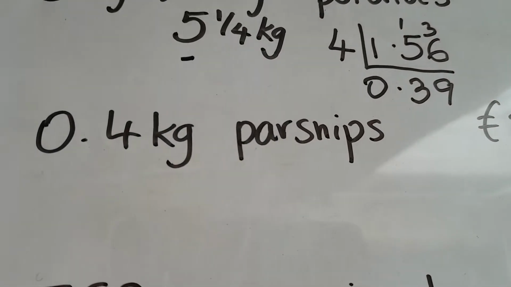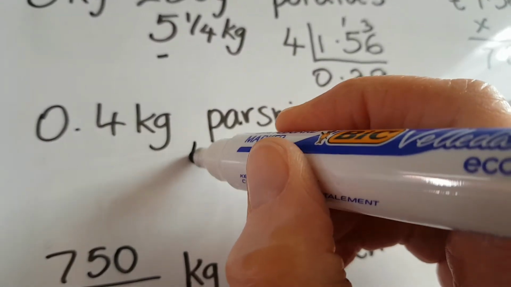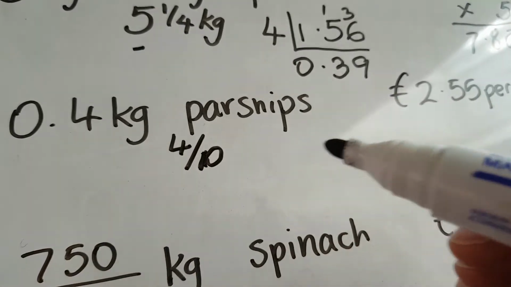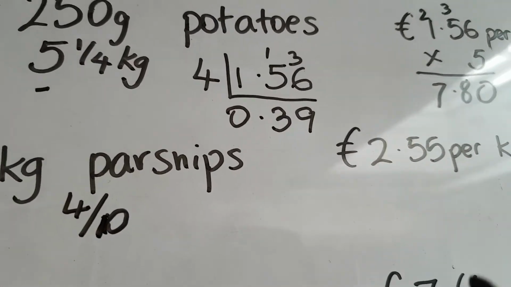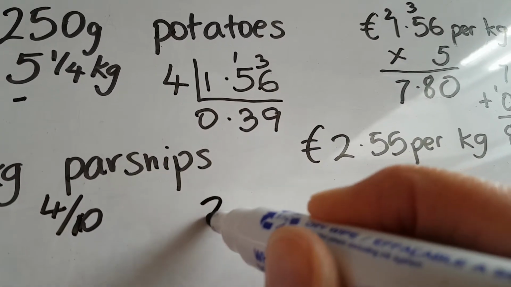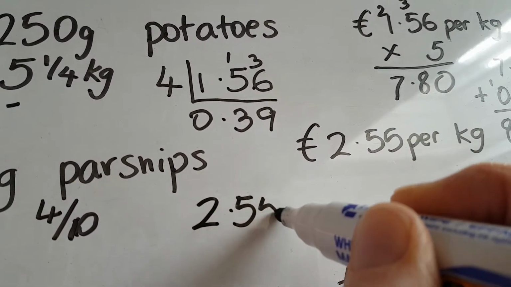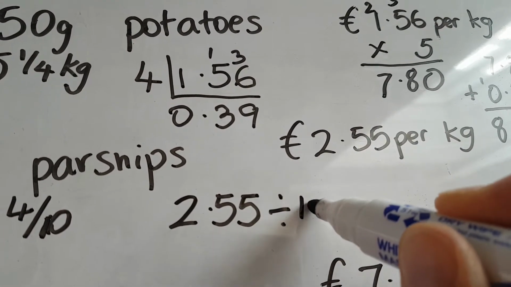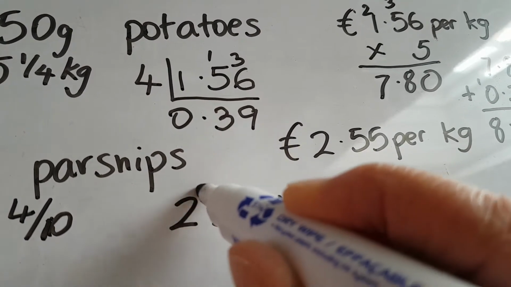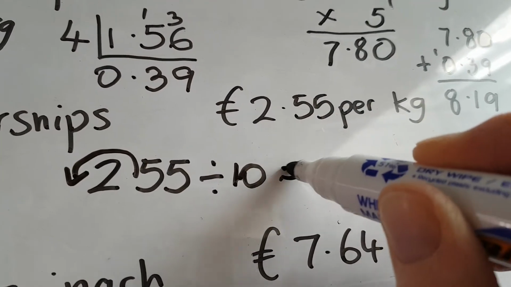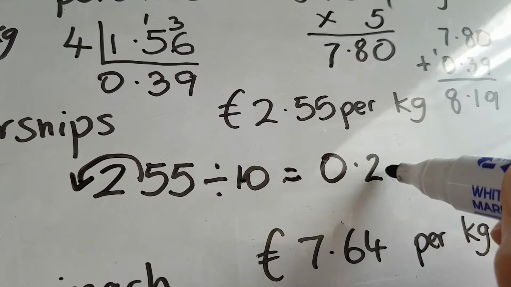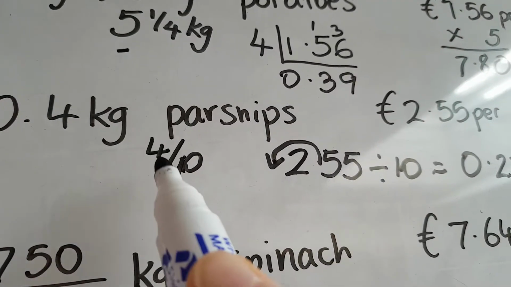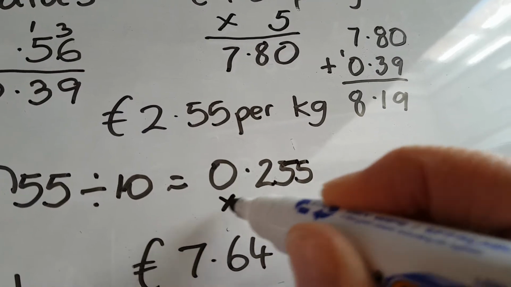Right, parsnips was next, 0.4 kilograms. So that's 4/10. First I need to find 1/10 and then I find 4 of them. So 255 was for the whole kilogram, and I divided that by 10. The easiest way to do that is move my decimal point, so that would be 0.255. That's only for 1/10, and I want to find 4/10. So I'm going to multiply this by 4.